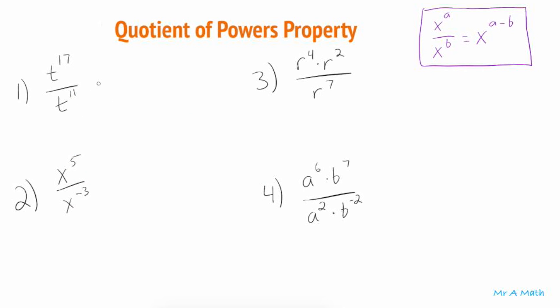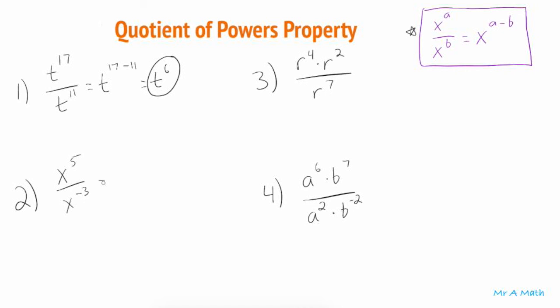All right, so now let's use this property up here, the quotient of powers property. And right away, in simple examples like this, since these are the same base, I can go ahead and just say, well, the answer is going to be t to the 17 minus 11th power, which is just t to the 6th power. So that's going to be my answer there.